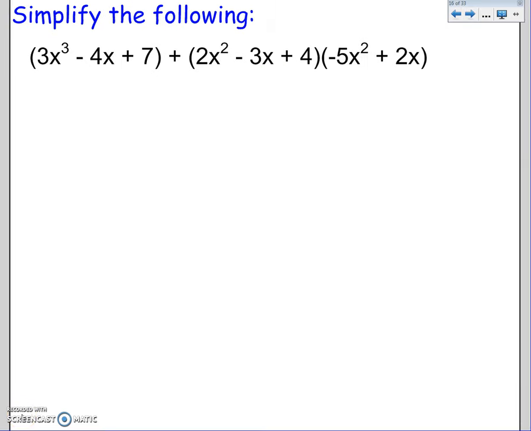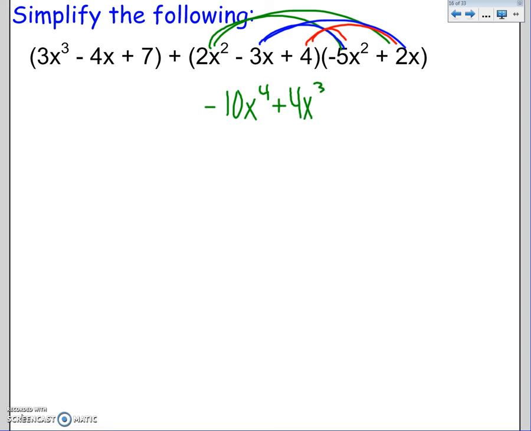All right, this is the same problem. It's adding, but for the second part, you have to distribute again. So I'm going to distribute this first thing to both of these, then this next thing to both of these, and that last thing to both of these. So in order, 2x squared times negative 5x squared is negative 10x to the fourth, because x squared times x squared is x to the fourth. 2x squared times 2x is 4x cubed.